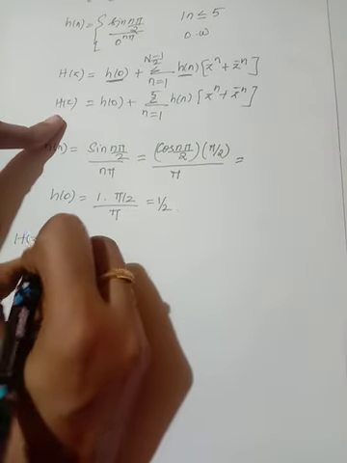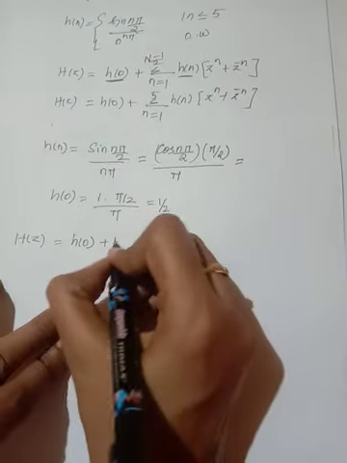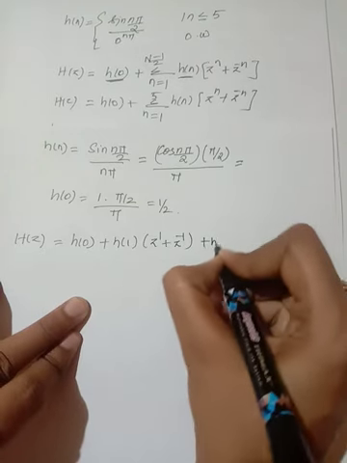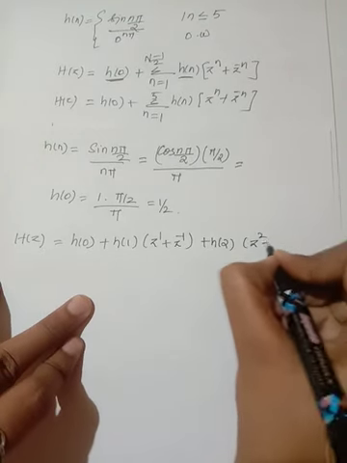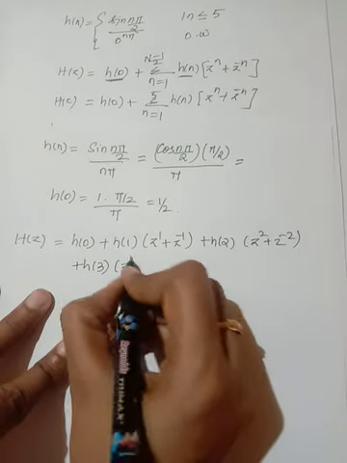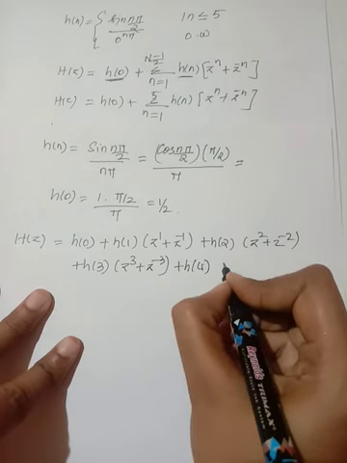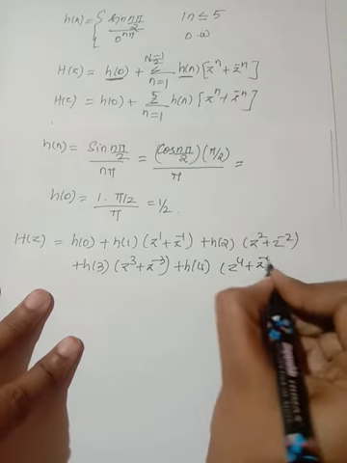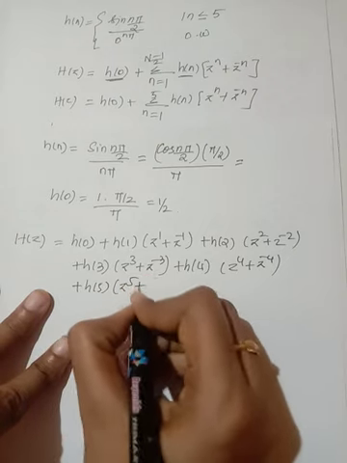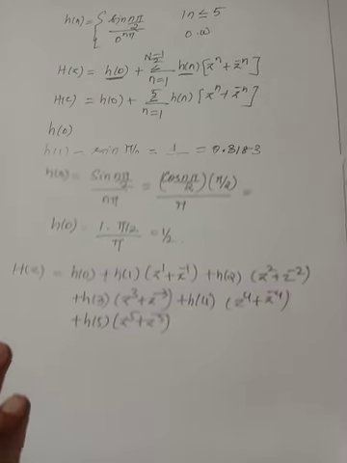Before that, I will expand this. H of z is equal to h of 0, plus when I substitute 1, I will get h of 1 into z power 1 plus z power minus 1, h of 2 into z power 2 plus z power minus 2, and h of 3 is z power 3 plus z power minus 3, plus h of 4 is z power 4 plus z power minus 4, plus h of 5 is z power 5 plus z power minus 5. Now I am going to substitute all the values here.